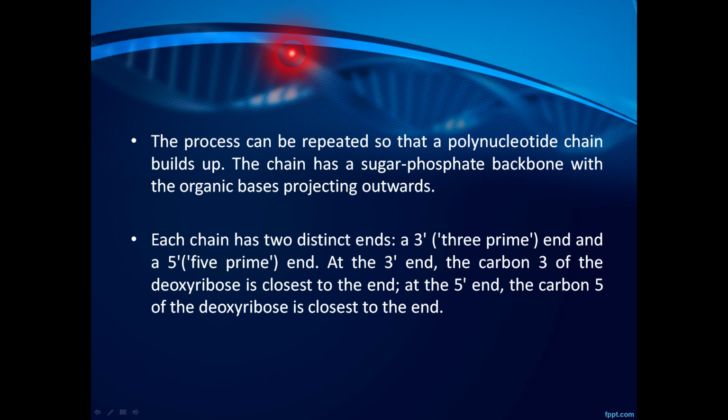The chain has a sugar-phosphate backbone with the organic bases projecting outwards. Each chain has 2 distinct ends, a 3' end and a 5' end. At the 3' end, the carbon 3 of the deoxyribose is close to the end. At the 5' end, the carbon 5 of the deoxyribose is closest to the end.